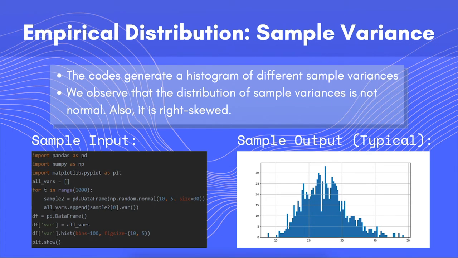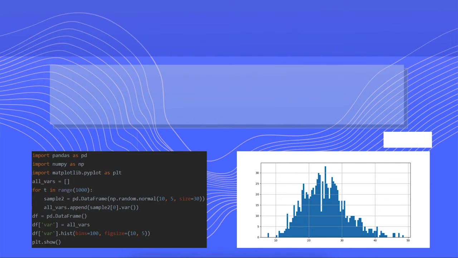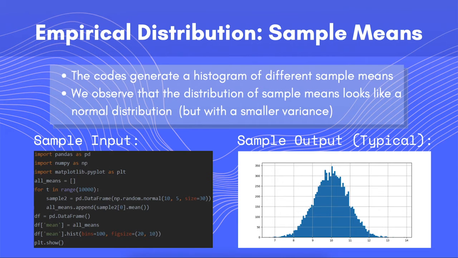Here, we take a sample, when sample size equal to 30, from a population with a normal distribution, mean equal to 10, and a standard deviation equal to 5. We will use some codes to generate the empirical distribution. The histogram of a sample variance is not normal, as you can see it is right-skewed in the plot. We will also look into the sample means. We can see that the sample means distributes like a normal distribution. However, in fact, the variance of this distribution is smaller than the distribution of the population.